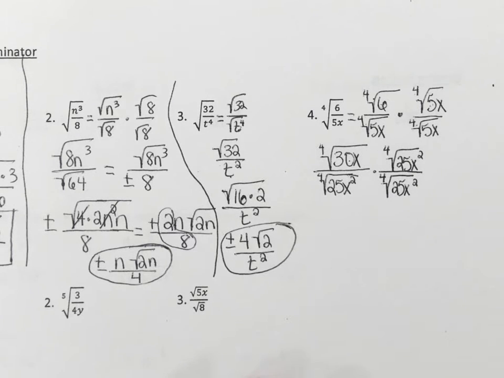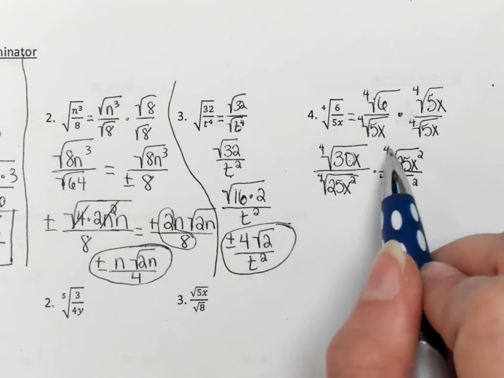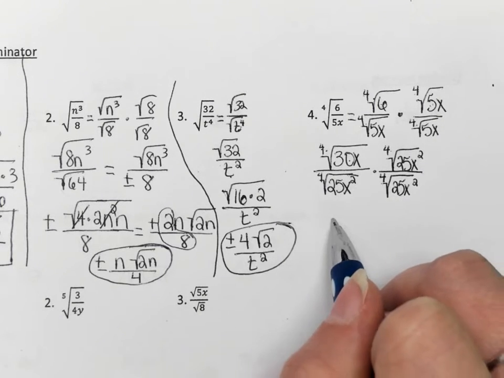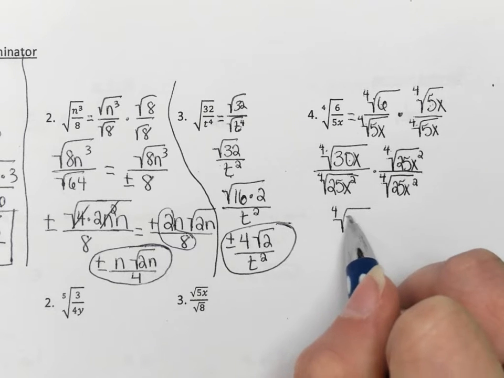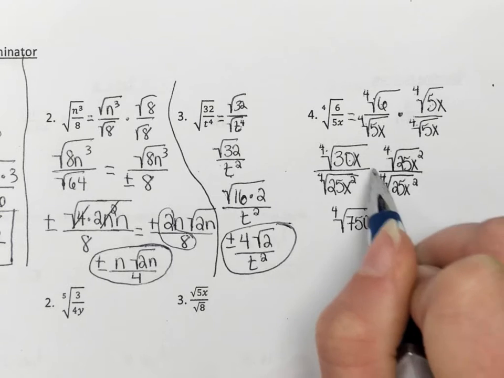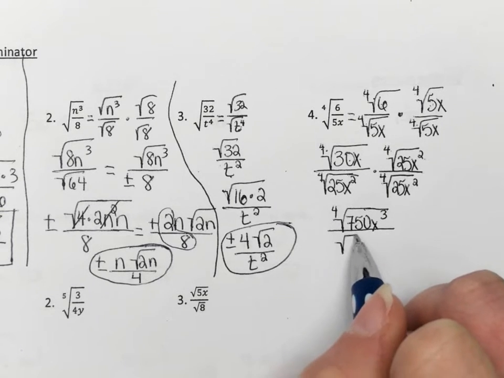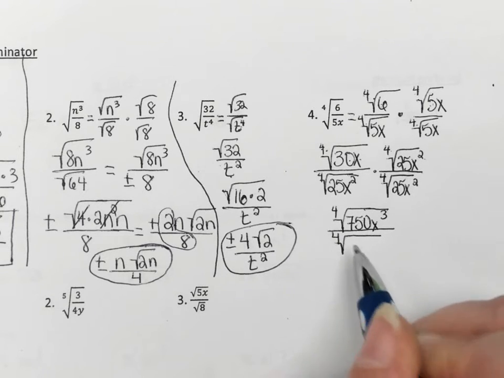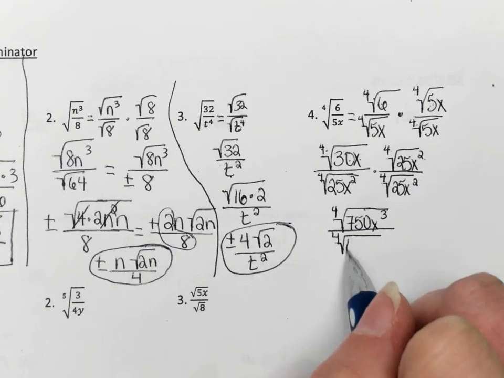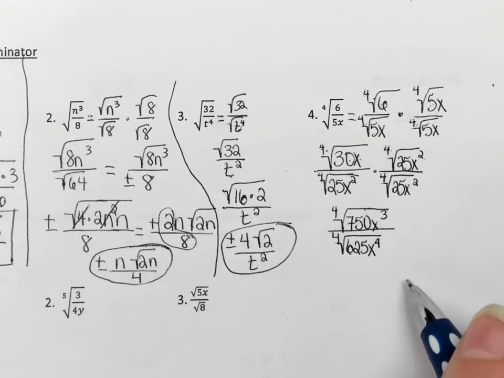All right. And what do you get? You can, because they have the same roots, right? What's 30 times 25? 750. And then x to what power? To the 3rd. 1 and 2 gives you 3. Yep, we got to add them together. Bottom has the same 4th root, so 25 times 25 is 625. Ooh, that looks good. X to the 4th, right?